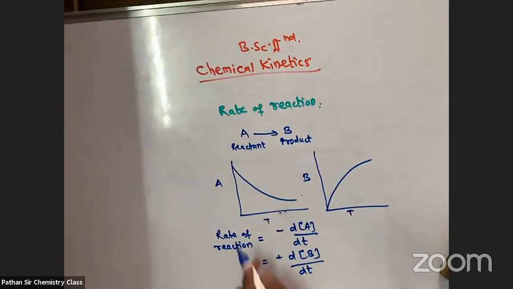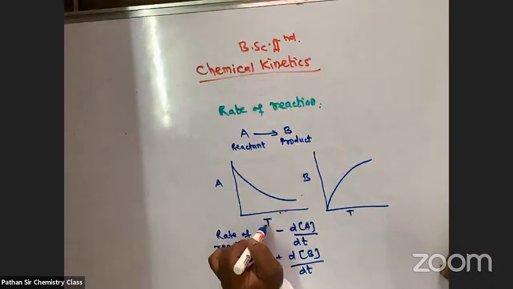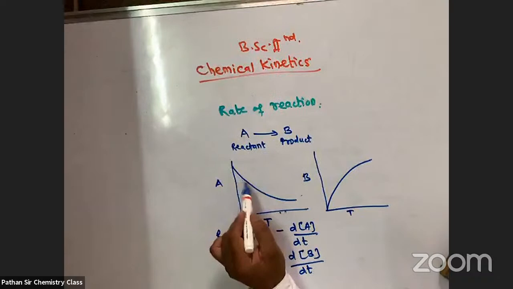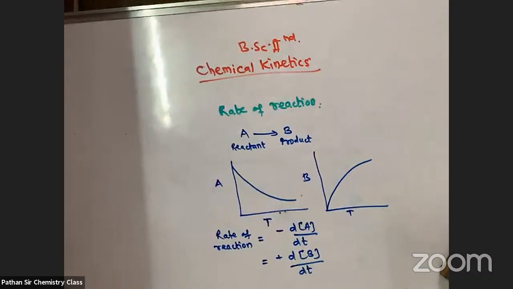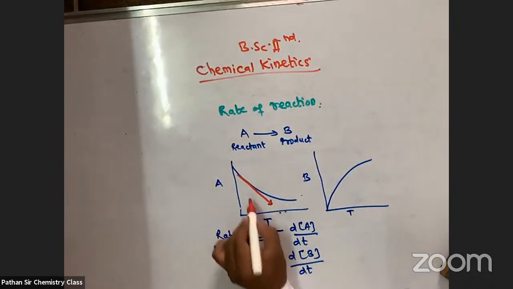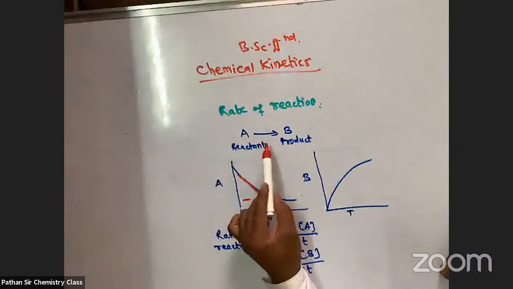Now what happens if you see this graph? So if you plot a graph between concentration of A with time t, what happens? The concentration of A is continuously decreasing. Okay, so if you plot a tangent to it, then what happens? The tangent goes down. Okay, so instantaneous rate tangent is going towards negative direction. Or in other words, the concentration of A is continuously decreasing.